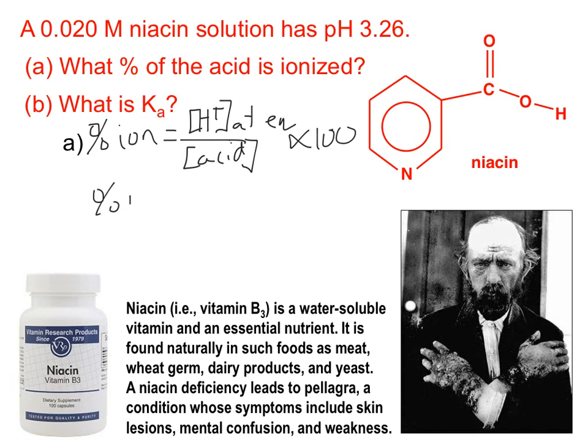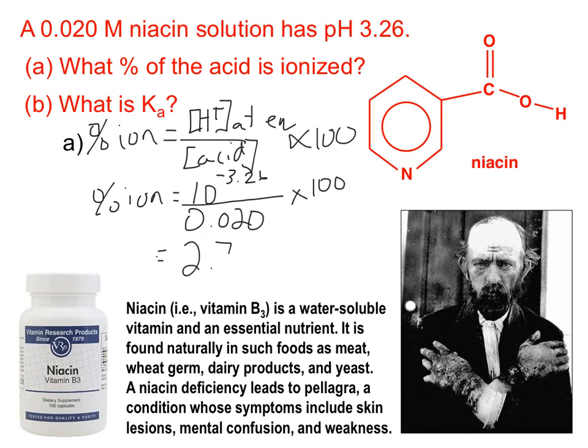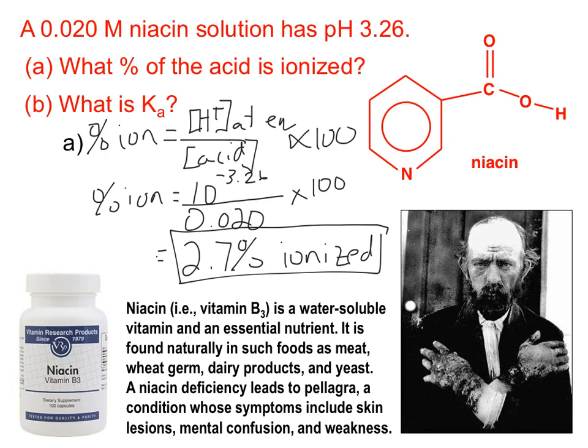Percent ionization is going to equal 10 raised to the negative 3.26, 10 to the negative pH, over the original 0.020 times 100. So we're going to get percent ionization at 2.7% ionized. All right. You should definitely never get any of these questions wrong. It's pretty easy. It applies what we learned last time into this.